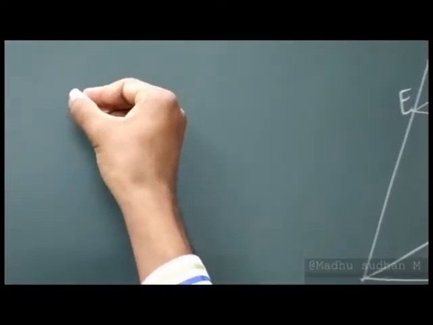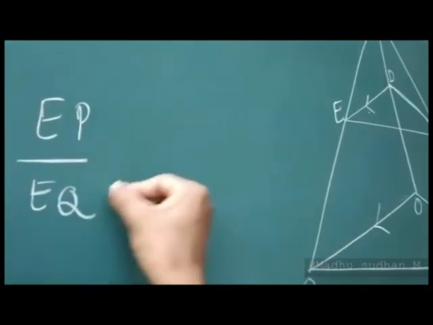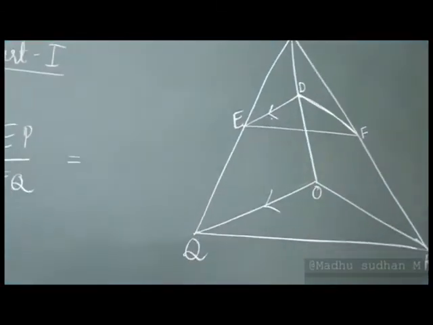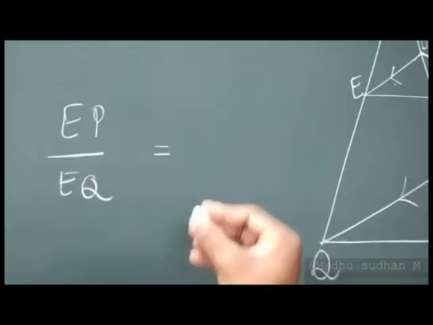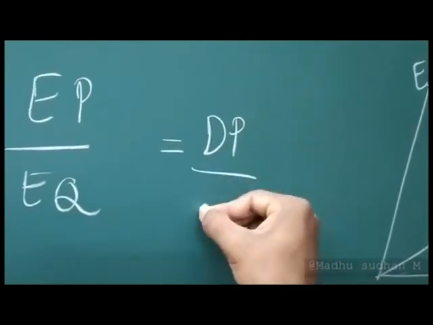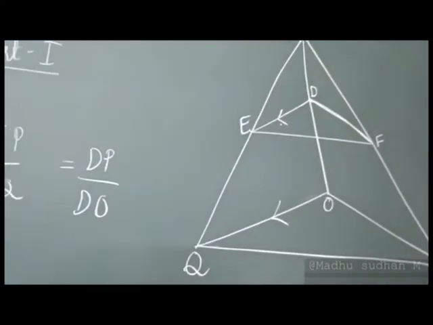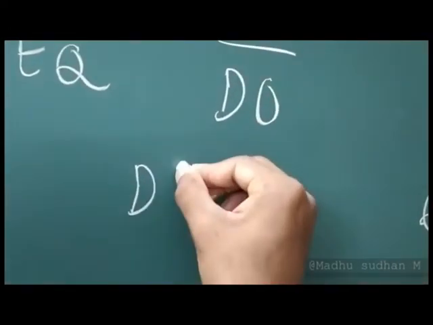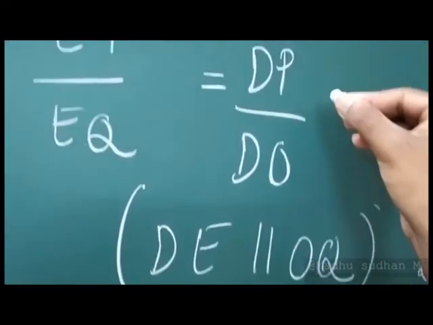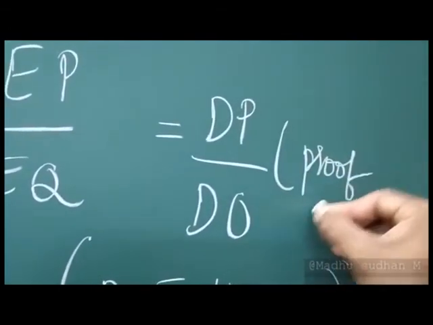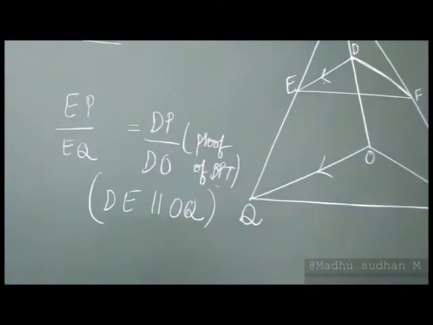EP by EQ. So let me write EP by EQ, right? EP by EQ equals DP by DO, right? So let me write this is DP by DO. So what is the condition? Let me see that DE is parallel to OQ. So let me write DE parallel to OQ is the given condition, and this is my proof of BPT. Followed it, proof of BPT. For everything we write, we need to write the correct reason for that.